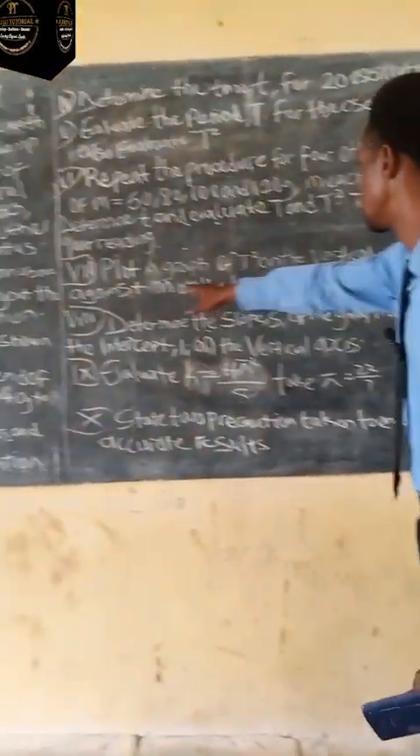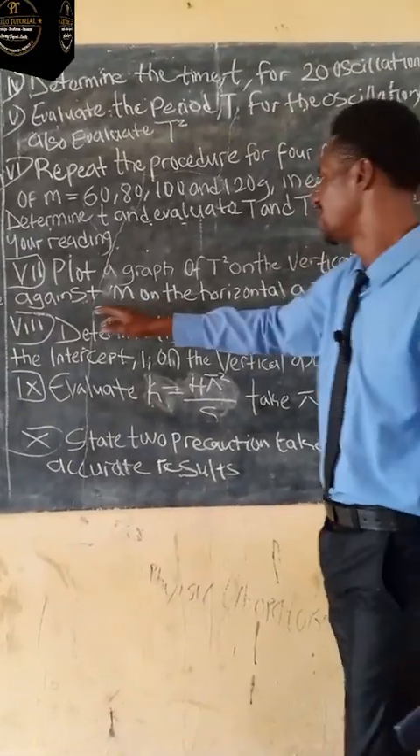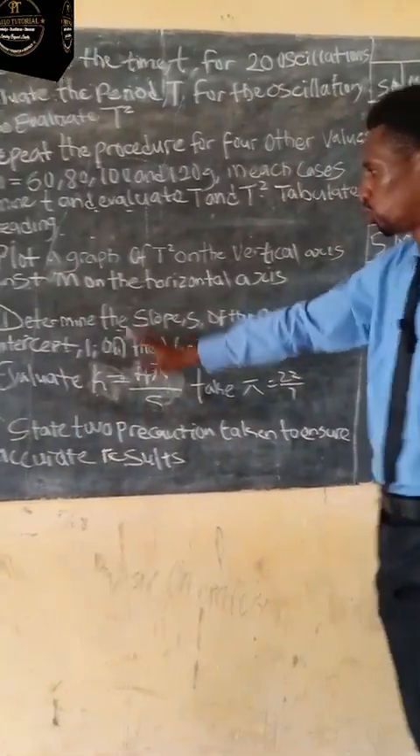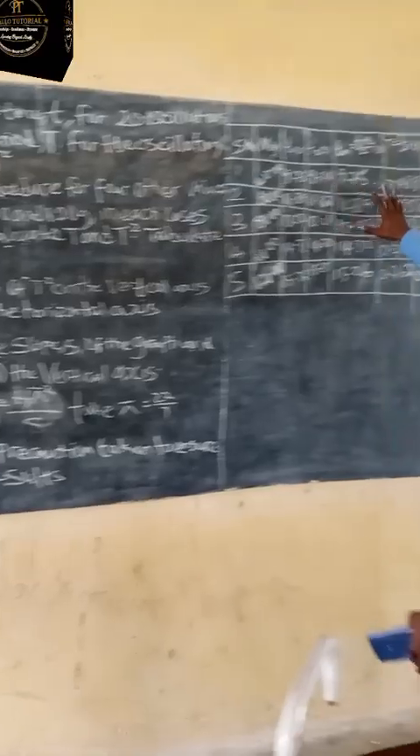So you have to plot the graph of T squared on the vertical axis against m on the horizontal axis, and you solve this question. Please just follow what I've done now.